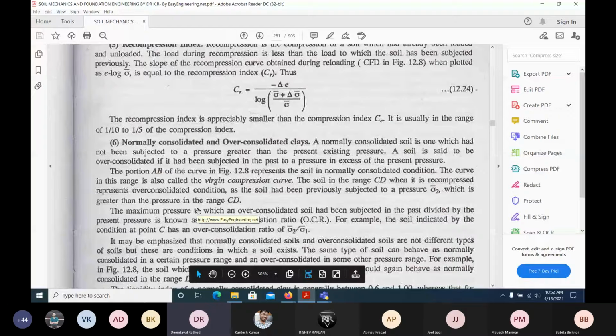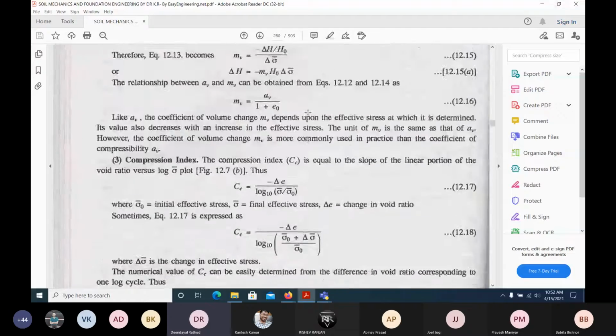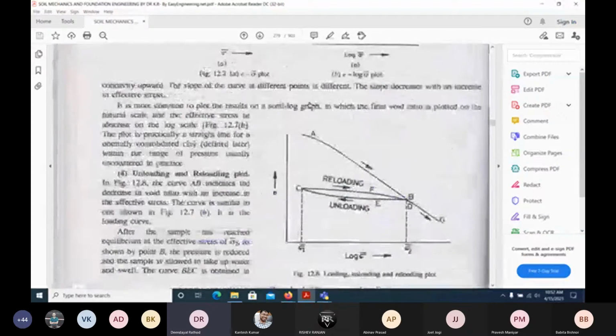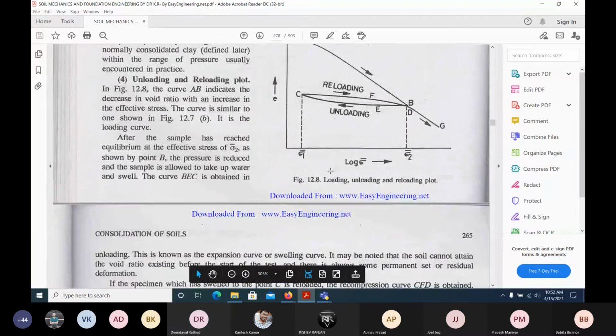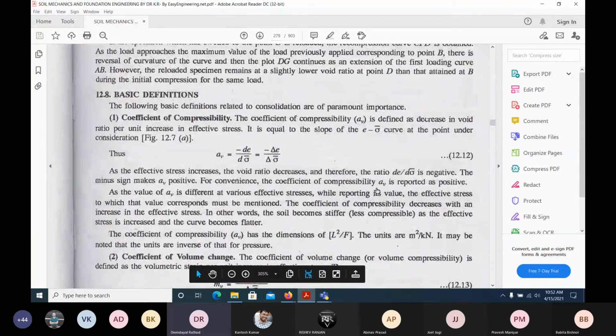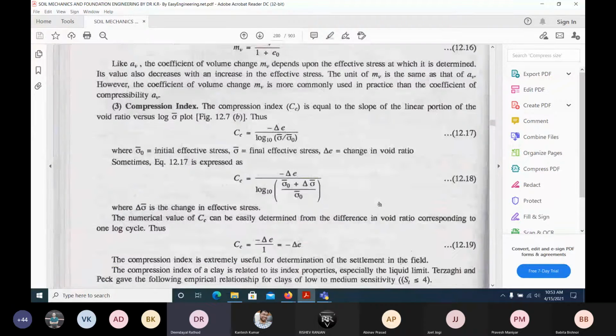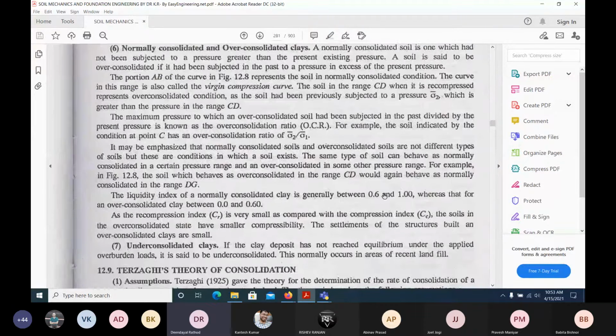Okay, portion AB in the curve represents the normal consolidation, right? So in the curve, beginning AB, whatever you see, this is normal consolidation. Again, what we are doing is unloading it. Then CB. What is CB called now? Because this soil is subjected to more pressure than that one, this is over consolidated.